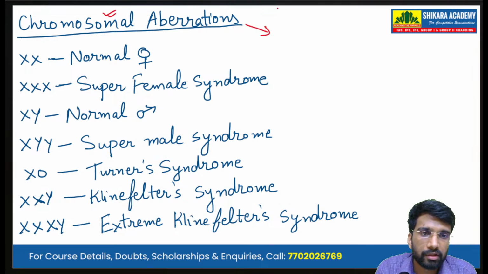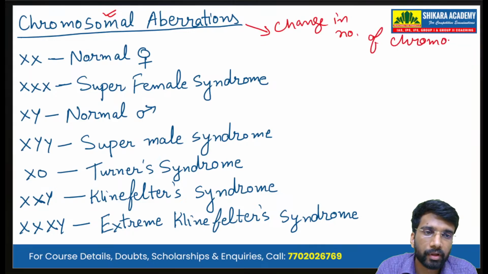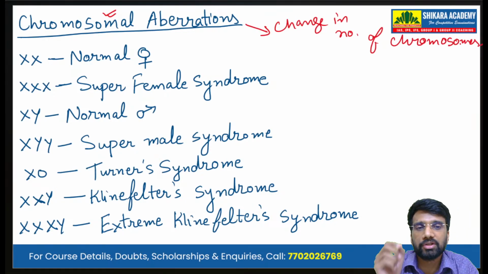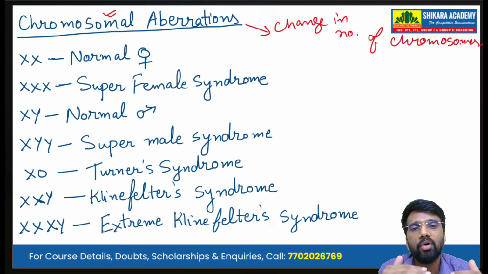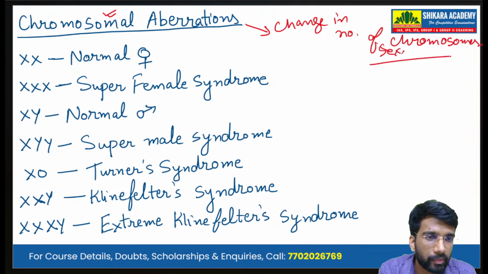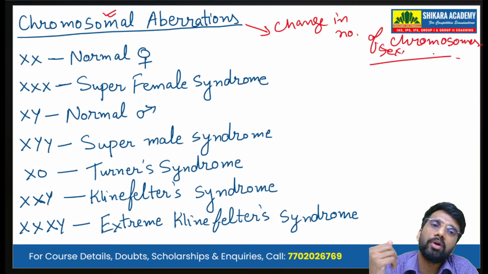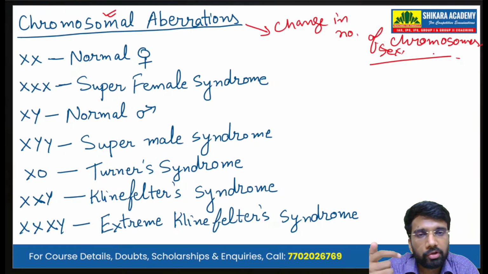That is the change in the number of chromosomes. Chromosomal aberrations means a change in the number of sex chromosomes. Then we also have the autosomal aberrations, that is the change in the number of autosomes, the non-sex chromosomes.